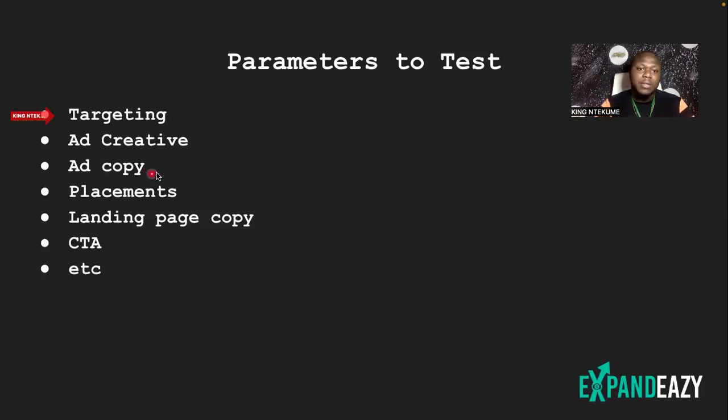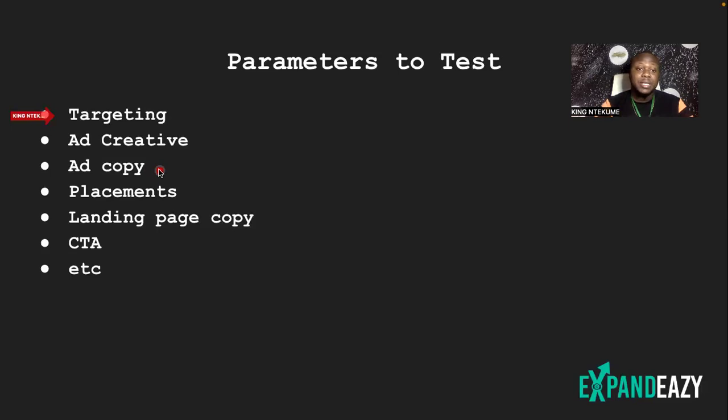So you also test your ad copy. So what message are you passing across? The ad copy is that short text you put that people will see the first time. What message are you trying to pass across? What's the headline, the intro for the ad copy you're using? How strong is the intro? How is it resonating with the target audience that you've selected? So you're going to test.